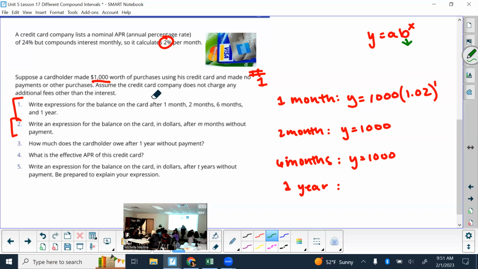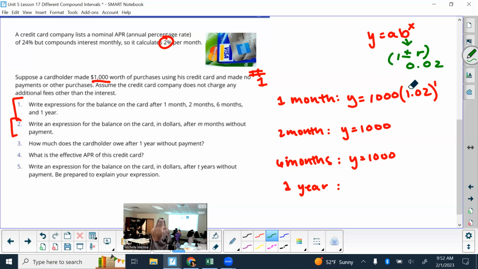Turn the 2% into a decimal, so that would be 0.02. Where did the 1 come from? Okay, we added 1 to the decimal. So when you have a percentage, you replace that b with the 1 plus or minus r. So the r is for the percentage, but as a decimal.